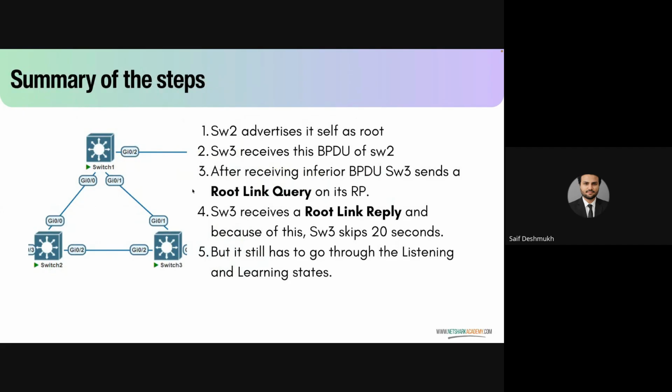But at the same time, switch 3 does one thing. When switch 2 has advertised itself as a root, switch 3 wants to make sure whether switch 1, its considered king, is alive or not. So switch 3 is going to send a special type of frame called a root link query, and it does it on its root port.